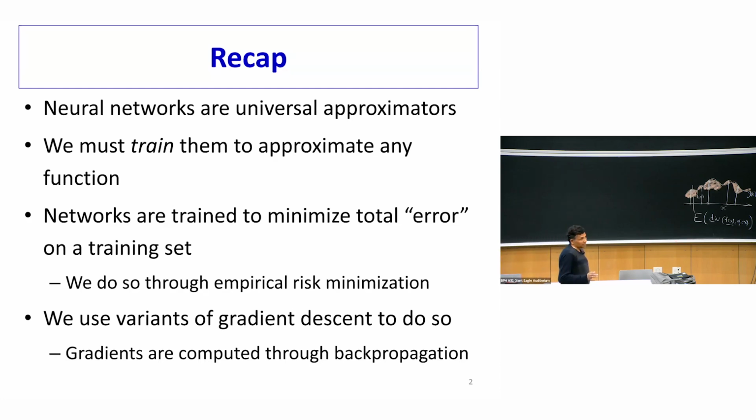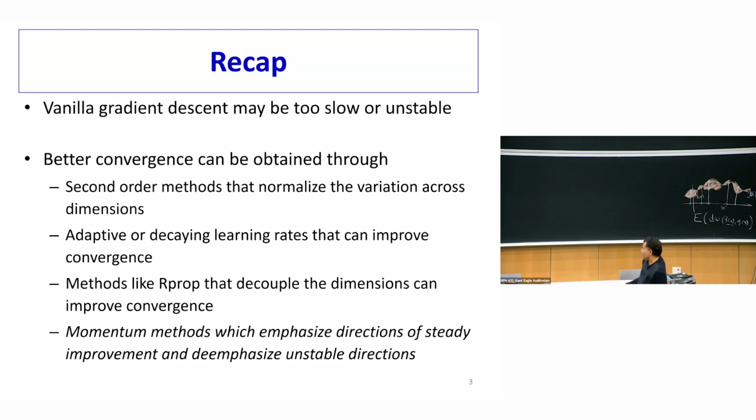And we do so using gradient descent because it's an ugly function of the network parameters. We found in the last class that vanilla gradient descent can have all kinds of issues. It may not converge at all, it may bounce around, it may get stuck in bad places. Better convergence can be obtained through methods that normalize variation across dimensions.